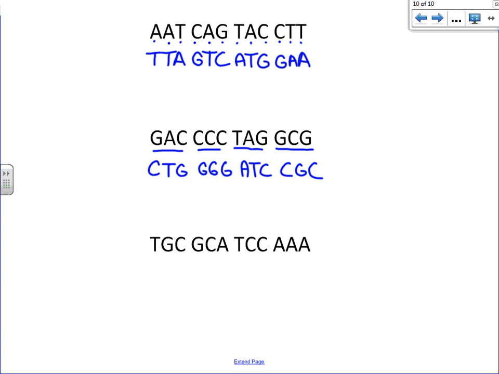All right, now do the last one on your own. This whole sequence right here. Write out the complementary strand for this DNA sequence. All right, so hopefully what you got was adenine, cytosine, guanine, cytosine, guanine, thymine, adenine, guanine, guanine, thymine, thymine, thymine.